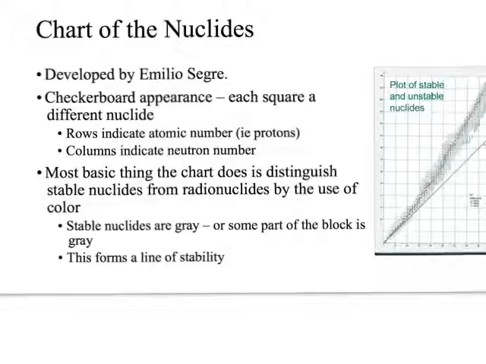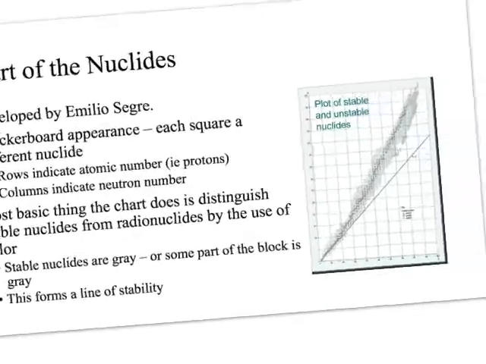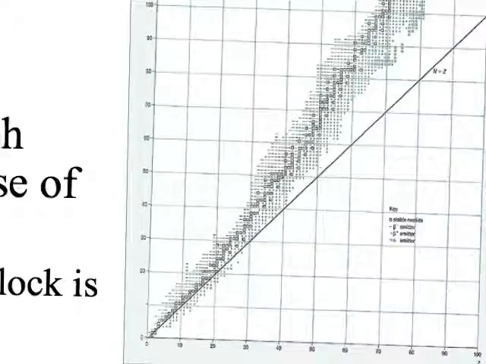So the most basic thing that this chart does is help us distinguish the stable nuclides from the not stable ones. And the way it does that is with color. The stable nuclides are gray, right? And these gray, you can kind of faintly see it here, but I'll zoom back in. These gray checkerboards form that line of stability, right? And it's actually kind of a slightly curve-shaped line. But we can see sections of the line of stability here on this little piece of the chart that we have, right?